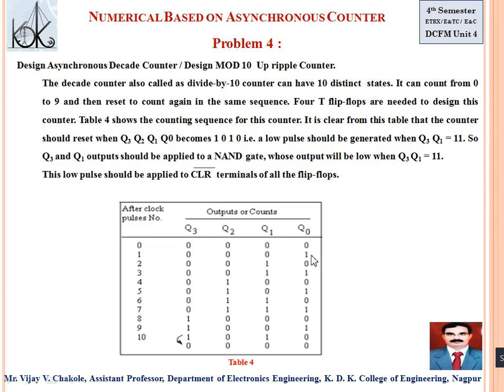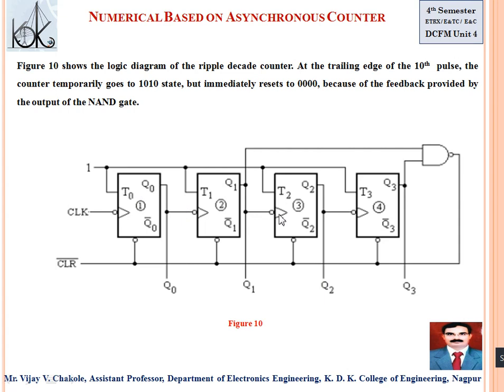With the second clock pulse you are moving to 2, third 3, then 4, 5, 6, 7, 8, 9. Now after the 9th clock pulse, your output is 1 0 0 1. 1 0 0 1 means Q0 is 1 and Q3 is 1. These two are 0.